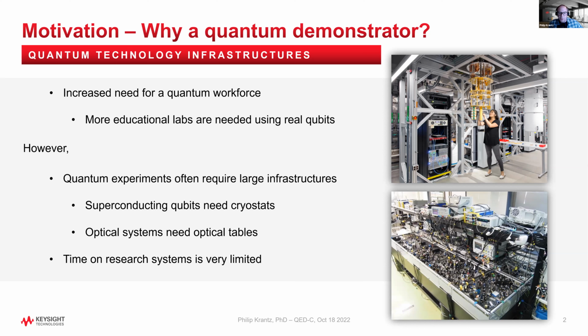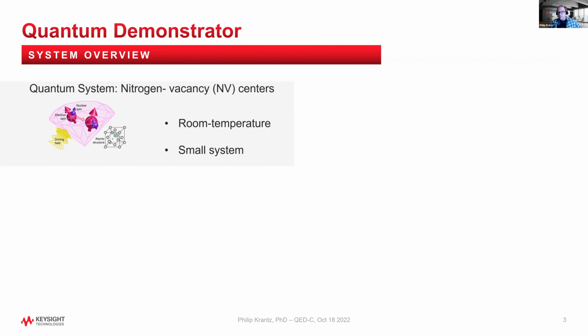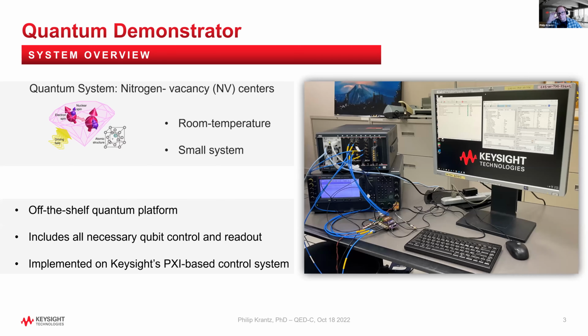So what we wanted to do is to explore what we can use in order to educate people about quantum without having an excess of equipment. So that was the motivation from our side. And the system that we picked is NV centers, because they can be operated at room temperature. So we don't need any cryogenics. And we can also operate these with control and readout pulses in a fairly easy way without having a large setup. So this is the setup that we have for demonstrating a quantum system.